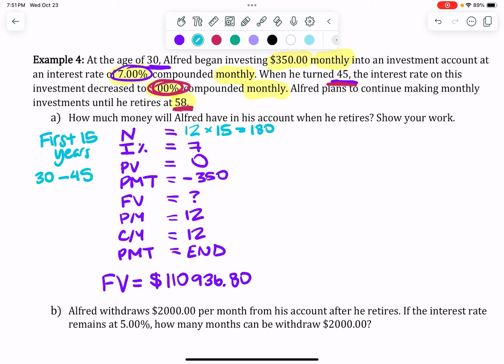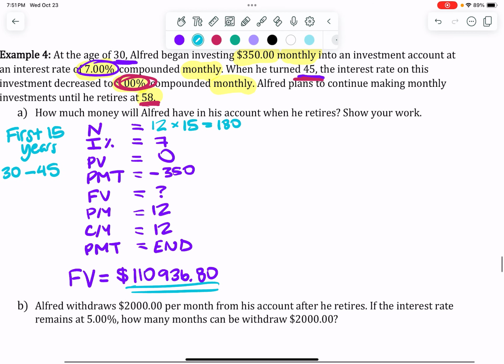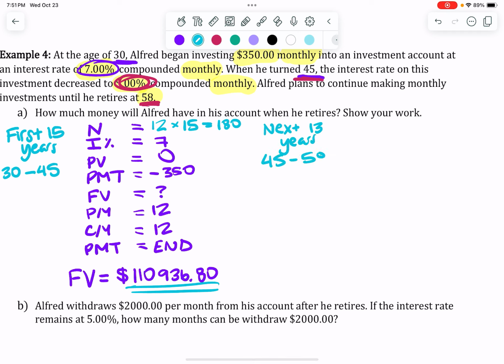Now, this is not my final answer. Why? Because I don't care about how much money he has at 45. That's not what the question asks. But I care how much he has when he retires. Now, I couldn't jump straight to the final answer that I want because of that change in interest. So I need to do another TVM for the next 13 years, from age 45 to 58. Right? I get 13 because 58 minus 45 is 13.